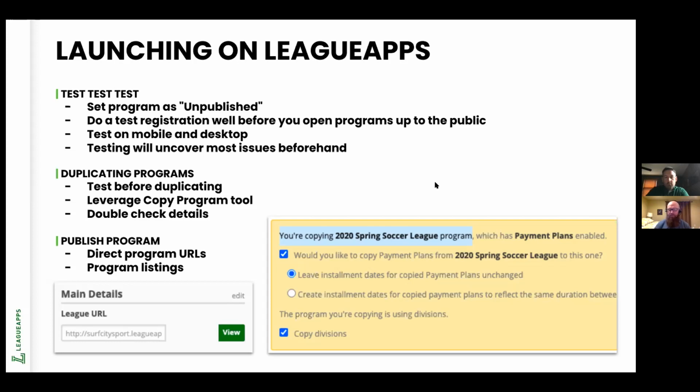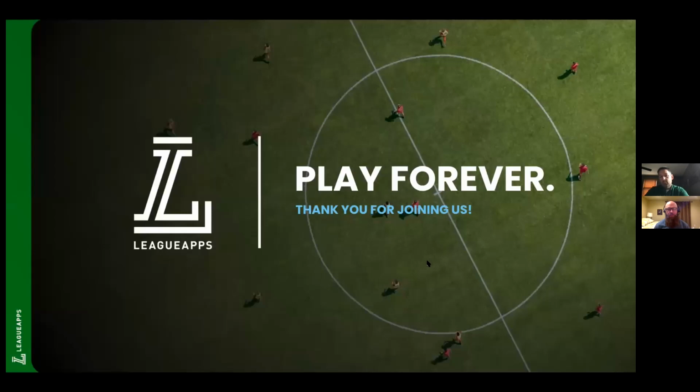Some other resources that are helpful for you. Our support team is available at support@leagueapps.com. We get back to you same day. We also have our support site, support.leagueapps.com. That's where you can find a massive amount of helpful documentation. Anything that we mentioned today that happens in the platform, you can go to support.leagueapps.com, search for email templates. The steps are right there for you.